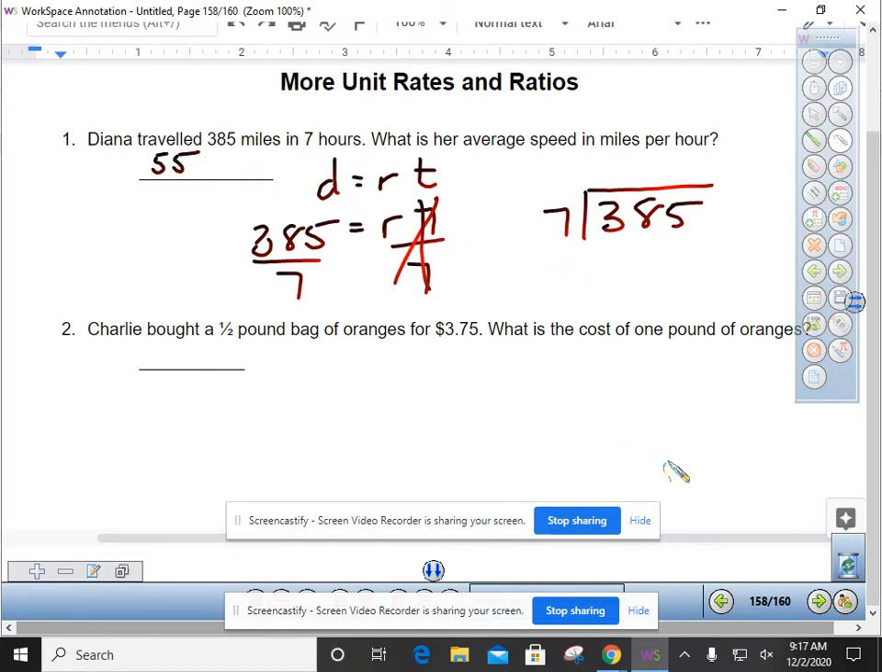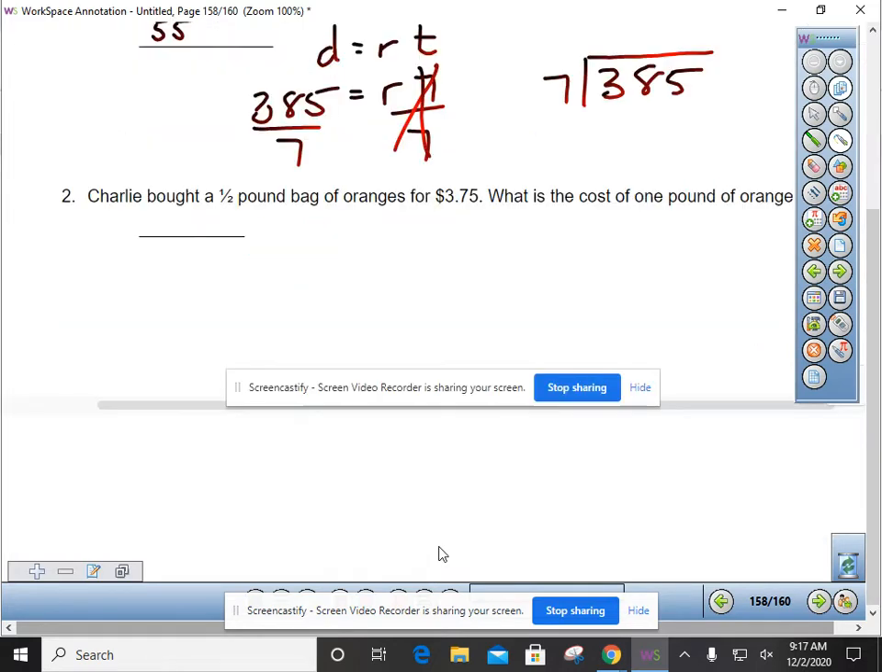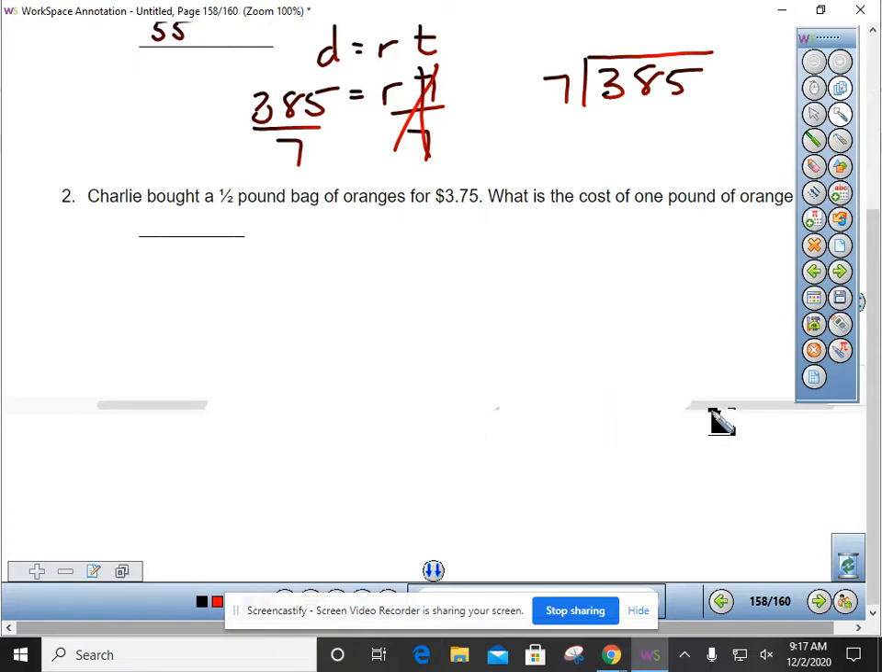Okay, number 2. Charlie bought a half a pound bag of oranges for $3.75. What is the cost of 1 pound of oranges? Let's not make this too hard. Dalen, close your computer. We're going to write a proportion. I'm going to show you what that looks like.